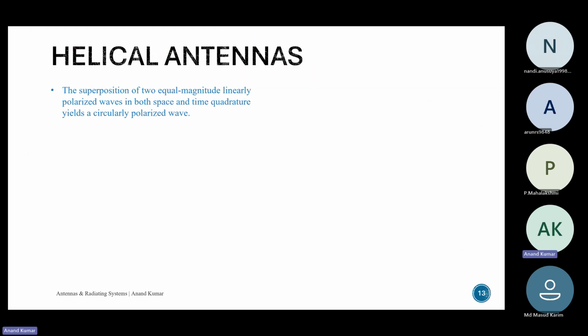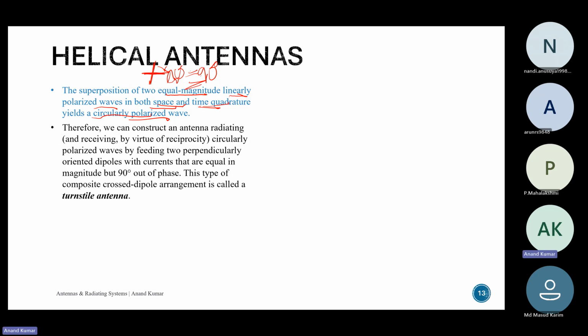And how do we get circularly polarized waves? We can use two equal magnitude linearly polarized waves in both space and time quadrature, and they yield a CP wave. We can have one antenna oriented like this and the other antenna oriented like this, so they are in space quadrature. Then when we excite them, we apply a phase difference of 90 degrees, so we have quadrature in time as well. If you have both space and time quadrature, you get circularly polarized waves. This cross dipole arrangement is called a turnstile antenna.